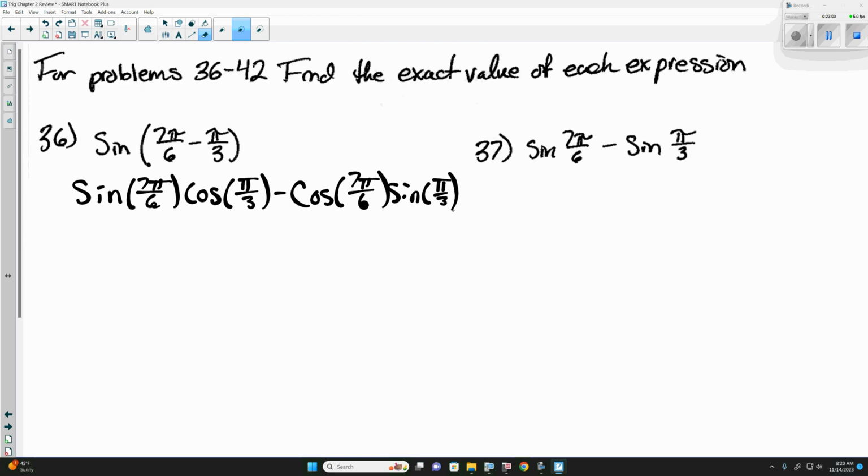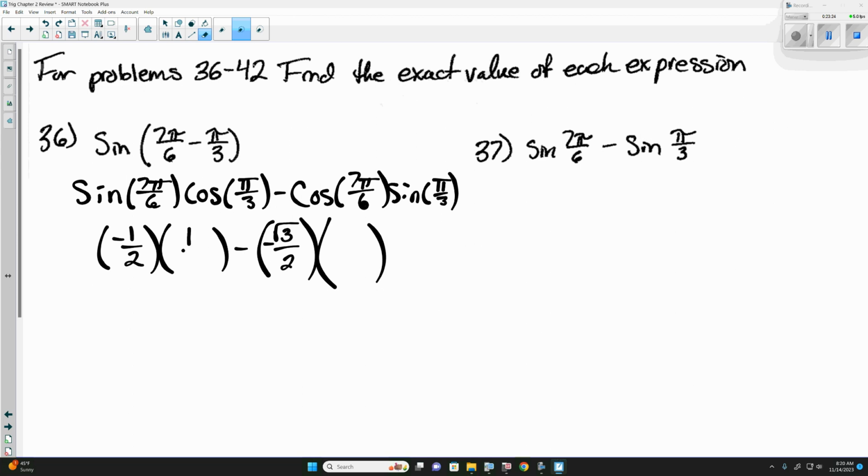Sine of 7 pi over 6 is negative 1/2. Cosine of 7 pi over 6, I believe, is negative square root 3 over 2. Yes? Then we look at cosine of pi over 3. Cosine of pi over 3 is 1/2. And sine of pi over 3 is positive square root 3 over 2.